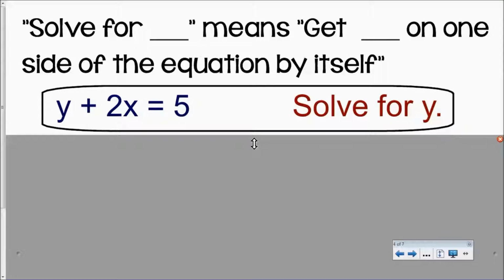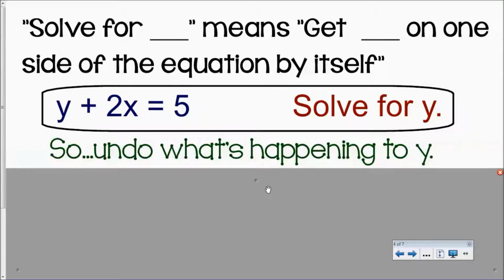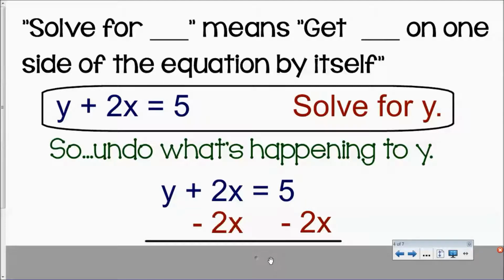So let's take this equation here. y plus 2x equals 5. It's a literal equation because I have an x and I have a y, 2 different variables. And my directions are saying to solve for y. So that means I need to get y by itself. So that means we're going to undo what's happening to y, which is it's having 2x added to it. So I undo addition with subtraction. So you can see where I'm subtracting 2x on both sides.